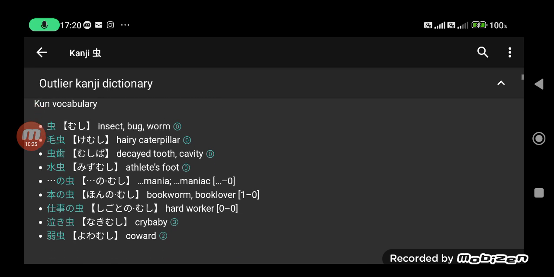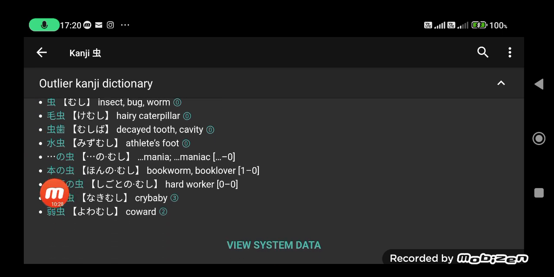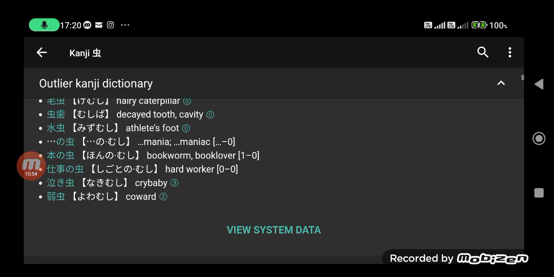And also I want to point out another pattern here. This is very critical for your learning here today. Blah blah blah no mushi means a form of mania, or a maniac of something, blah blah blah maniac, or blah blah blah mania, a form of mania.